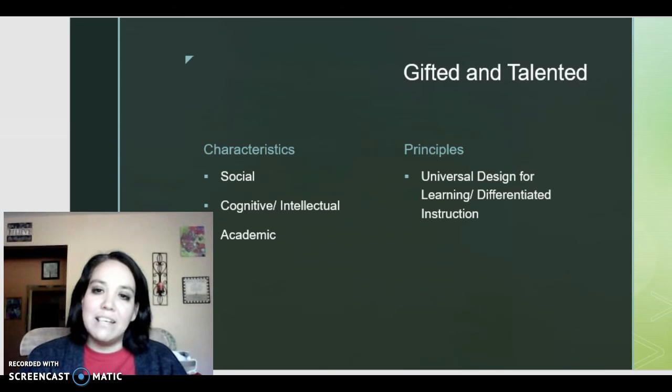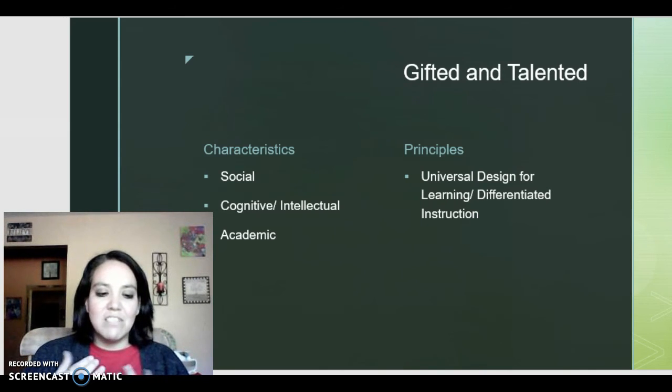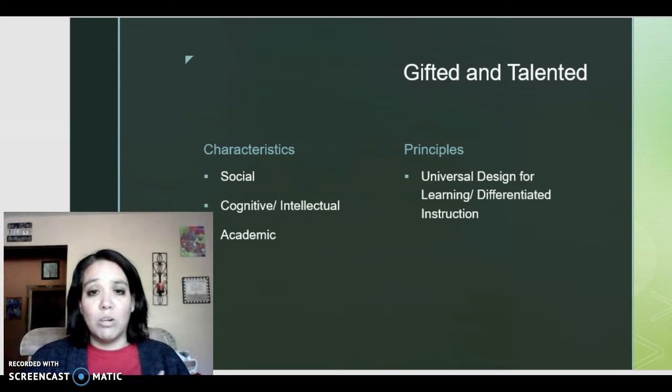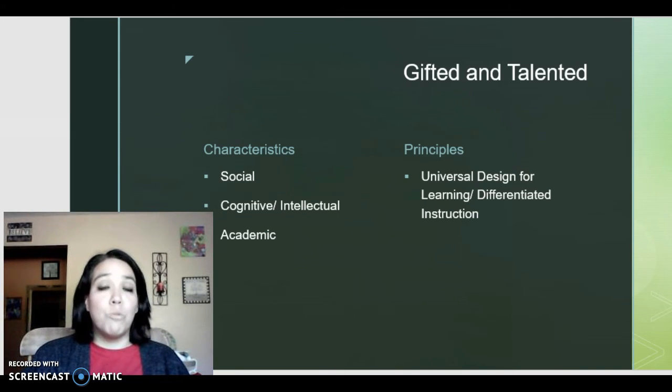Gifted and talented. Characteristics for gifted and talented are that socially, students that are identified as gifted tend to experience lower levels of anxiety and depression. Although that can change as they get older, they may feel more pressure than typical students.